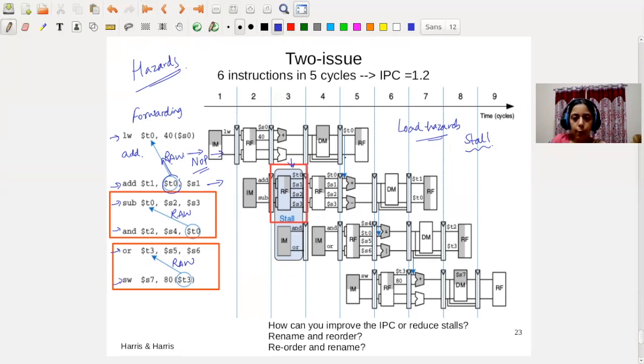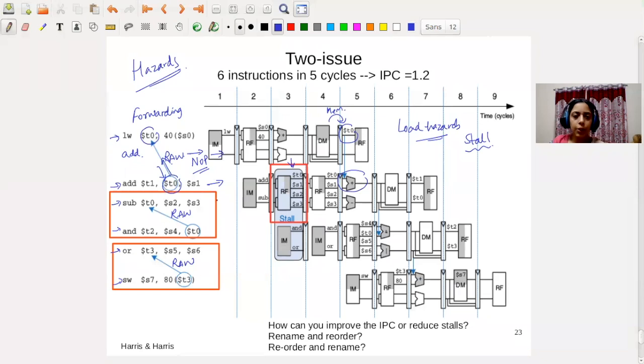So now how does the forwarding work? You're going to forward T0 to the ALU of this add. So basically the ALU of this add is here, the ALU of the add, and then the forwarding data T0 is going to come from the mem stage of the load. So that's how you forward it to the add instruction here.